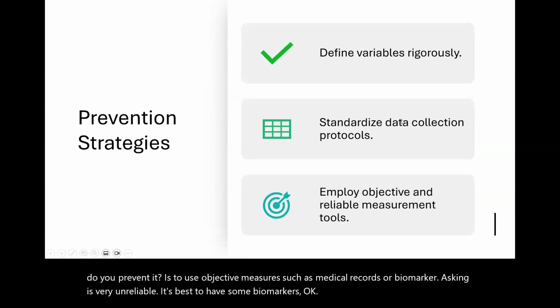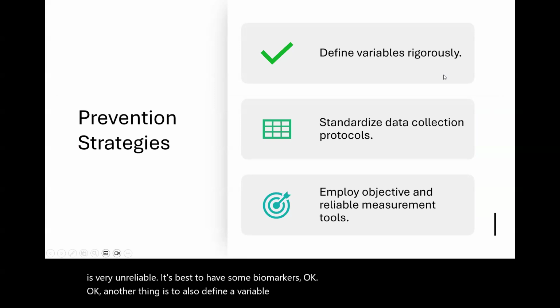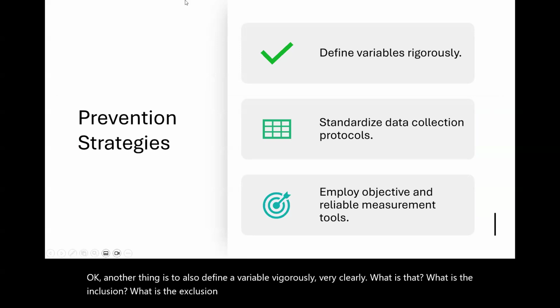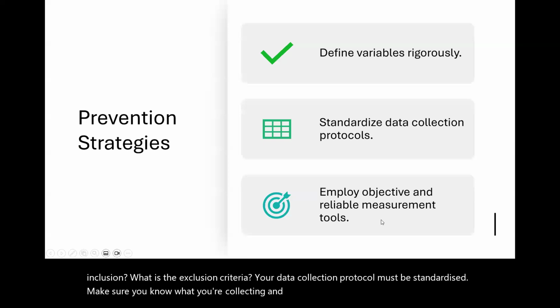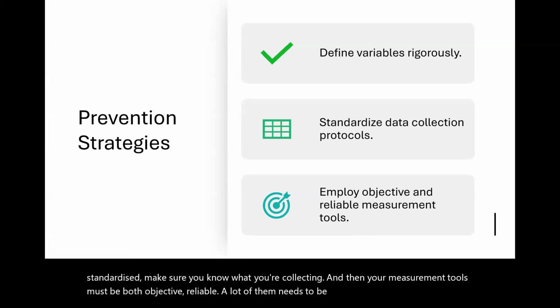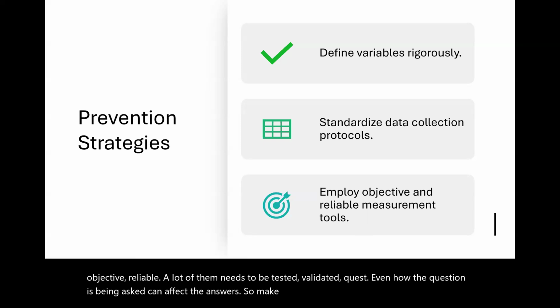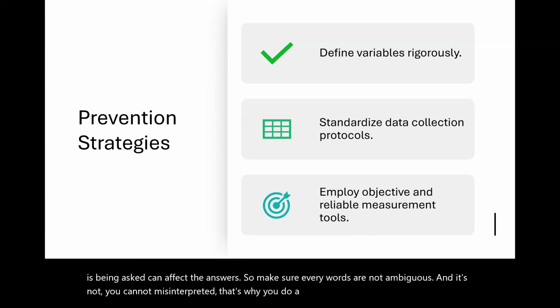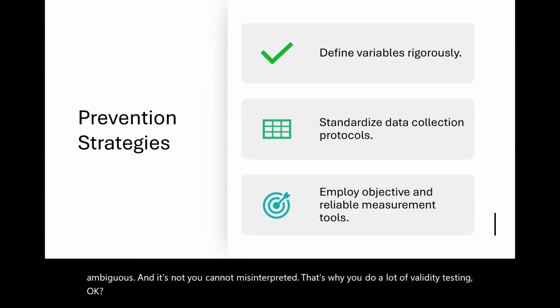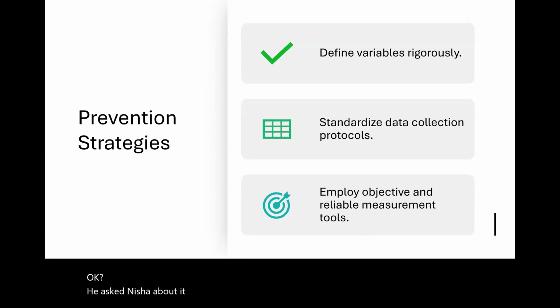Another thing is to define your variables rigorously, very clearly, including the inclusion and exclusion criteria. Your data collection protocol must be standardized, so make sure you know what you're collecting. Your measurement tools must be objective and reliable. A lot of them need to be tested and validated. Even how the question is asked can affect the answers, so make sure every word is not ambiguous and cannot be misinterpreted. That's why you do a lot of validity testing, like face validity and content validity. Okay.